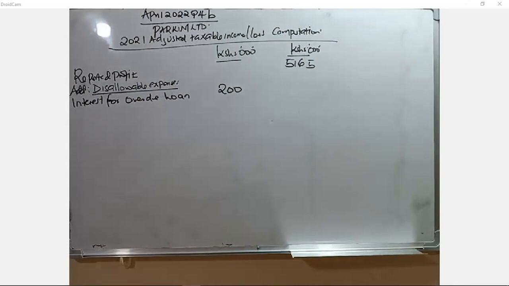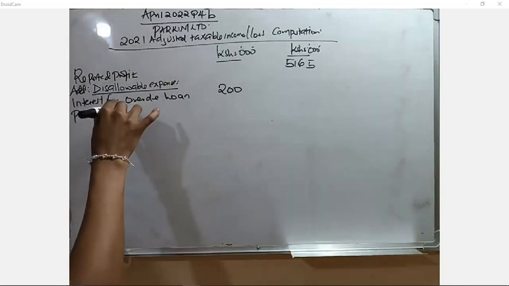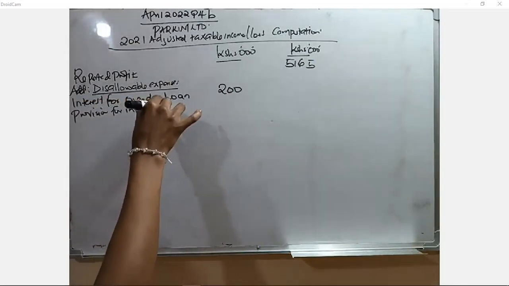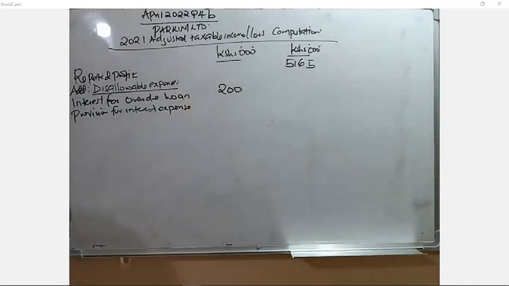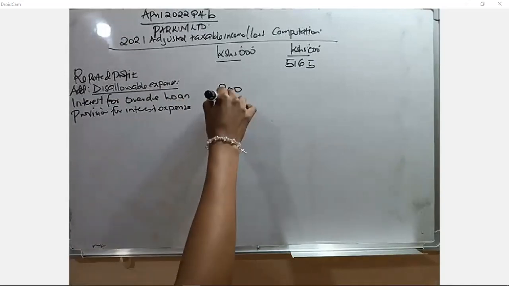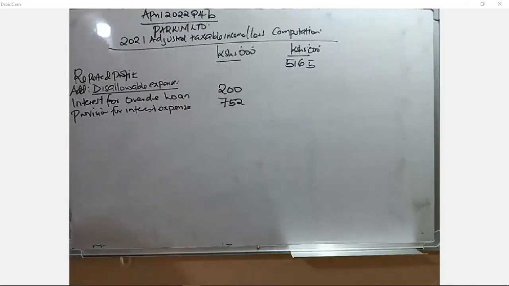From there, I've been told provision for interest. We say the only provision we can allow under the tax is the provision for specific and doubtful debts. So any other provision is disallowable. So provision for interest expense amounting to 752. Now, as we move forward, we are being told interest of unpaid tax. Interest of unpaid tax is a disallowable expense.